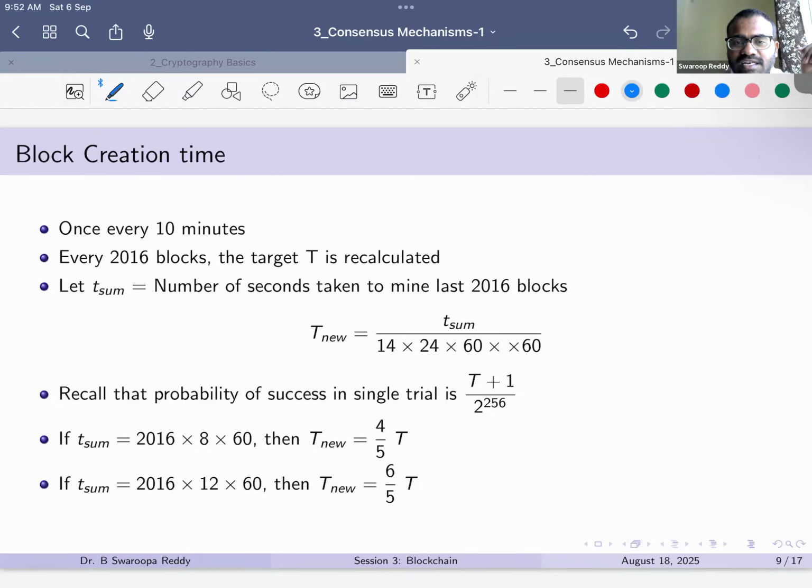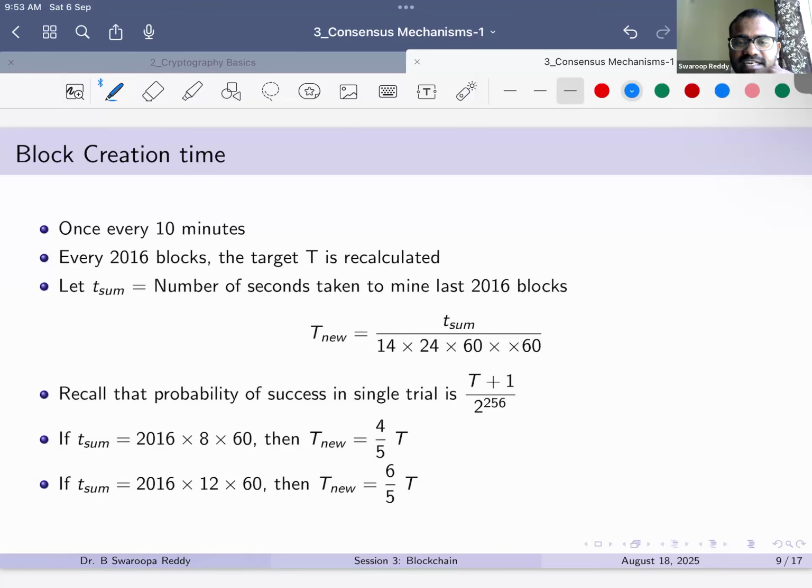It will calculate the number of seconds taken to mine the last 2016 blocks. That is, for the overall 2 weeks, how much time it will take. It will calculate the average number of seconds, and also recall the probability is t plus 1 by 2 to the 256. The new value of t will be decided by this last t sum, the time required to calculate the 2016 blocks.